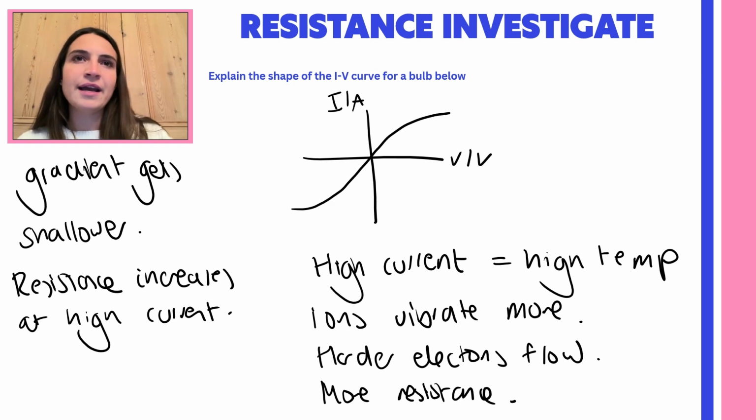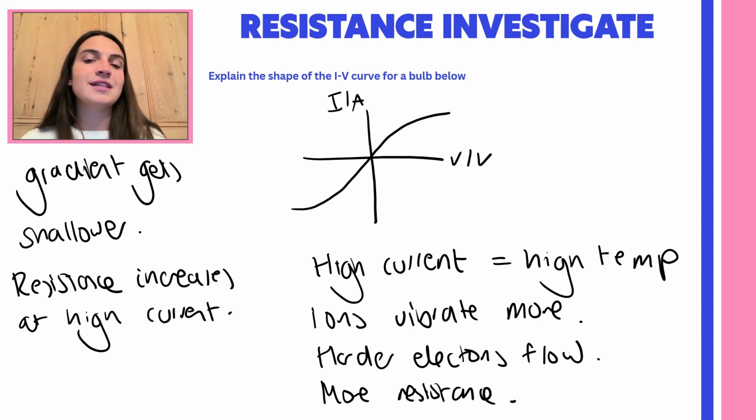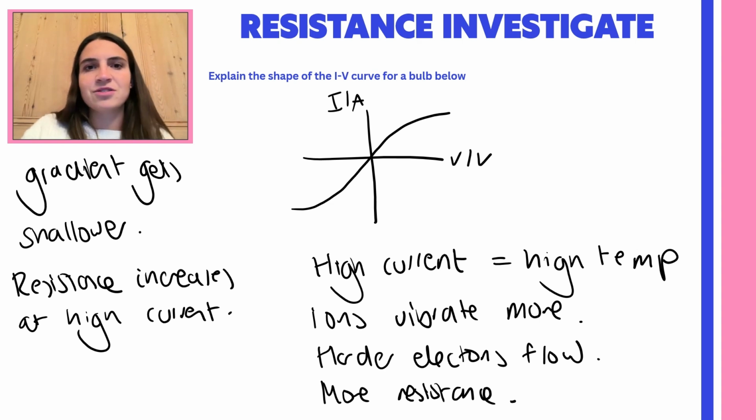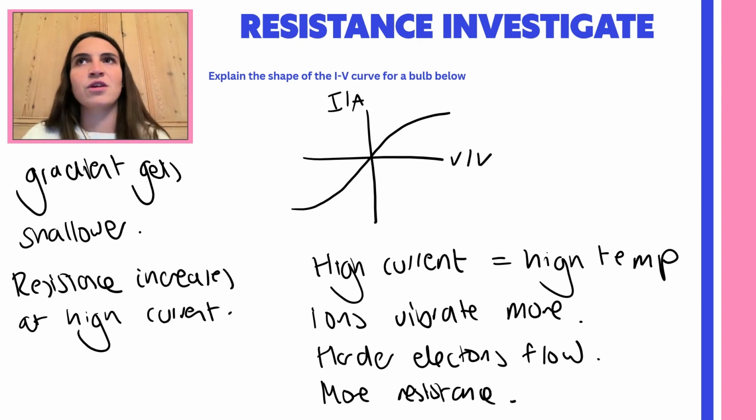Remember, my current is essentially coulombs moving through that wire, and coulombs are just a large group of electrons. So the harder it is for my electrons to get through, the harder it is for a coulomb to get through. So that means I've got a lower current.